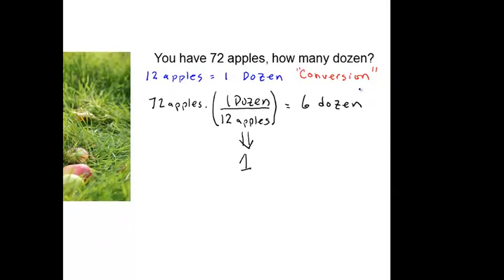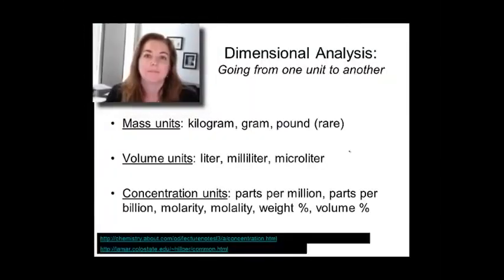The other thing important to point out is that we knew to put the apples on the bottom because the other feature of dimensional analysis, besides multiplying by a 1, is that you cancel the units. If a unit appears on the top and the bottom, they go away. And that's how you know you're left with a dozen.